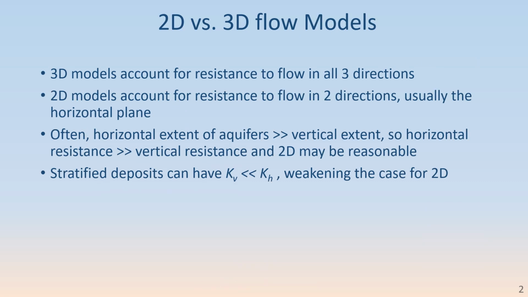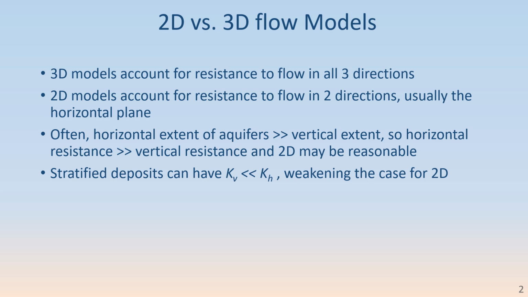We're very often faced with a decision to make about whether to use a two-dimensional model or a three-dimensional model. A 3D model accounts for resistance to flow in all three directions, whereas a 2D only accounts for resistance to flow in two directions, usually the horizontal plane. And this makes sense because of the actual dimensions of many aquifers. They're often only tens of meters in the vertical and hundreds, thousands, maybe even 10,000s of meters horizontal. So if you're looking at a regional scale, 2D often makes sense.